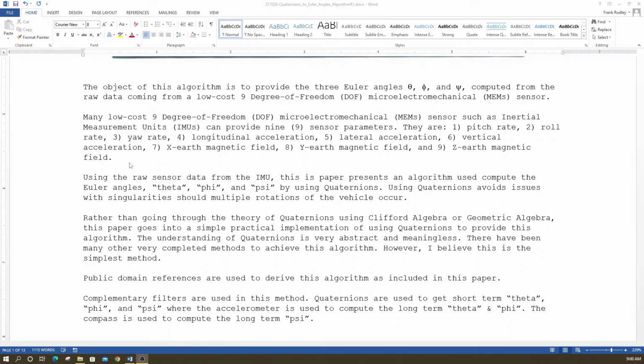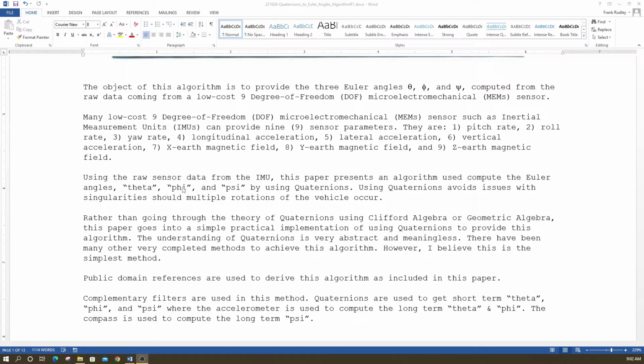They provide the angular rates, the accelerations, and the Earth's magnetic field. So it provides 9 parameters, but it doesn't provide the Euler angles. So the object of this is to find a way to get these Euler angles out of the sensor, to derive them from this other data, from this raw data.